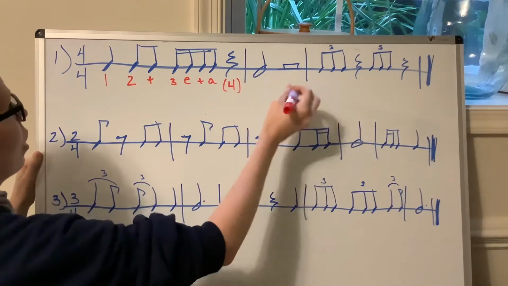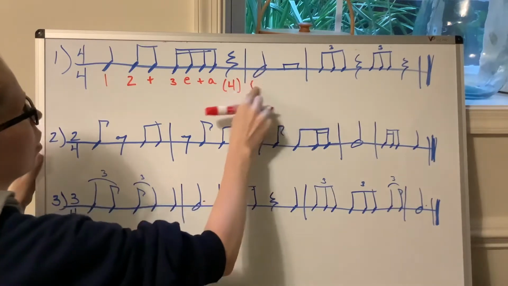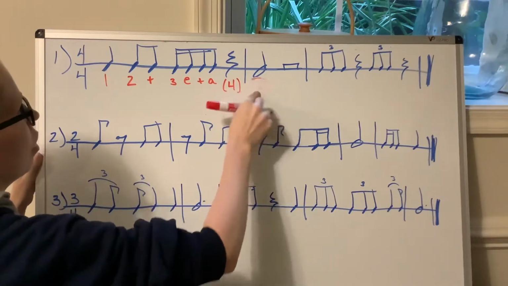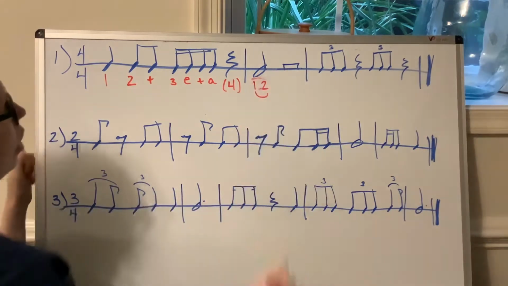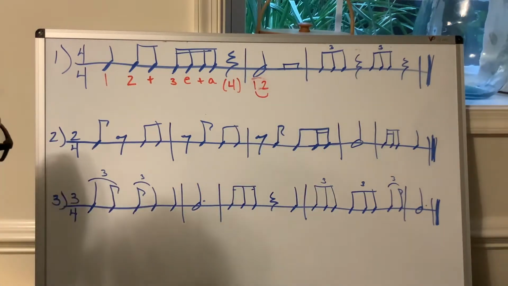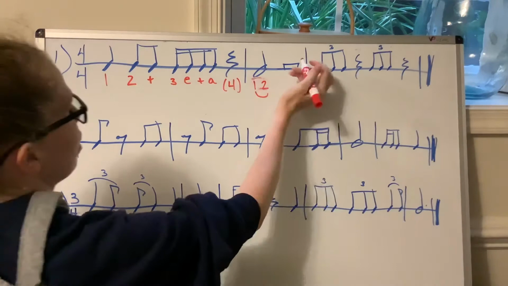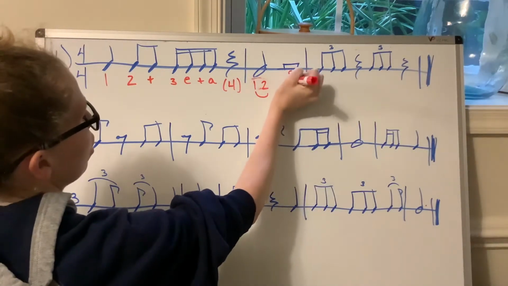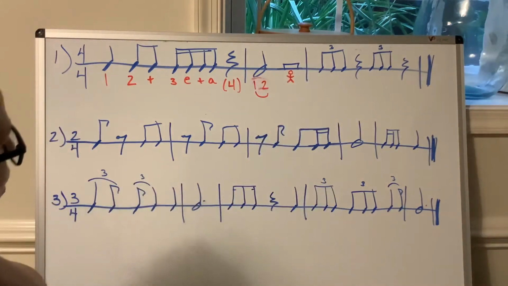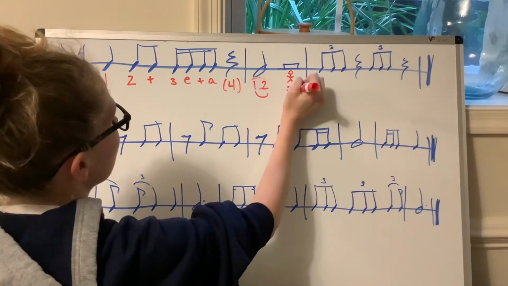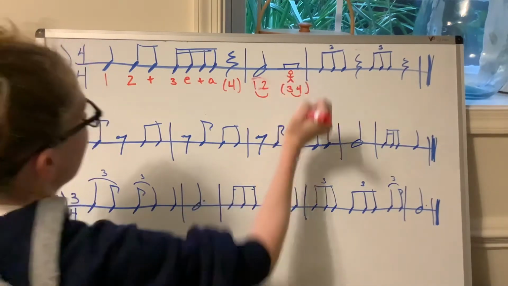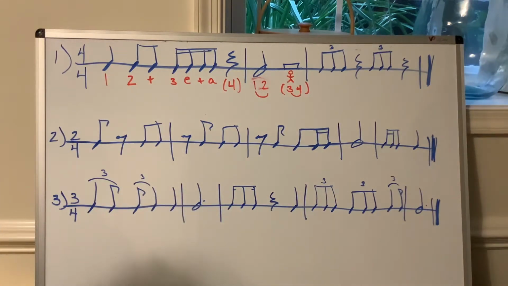Bar line, I restart my number. Oops, that's not a 1. 1, 2, and they're all within the same rhythm. This looks like a half note because it looks like a hat. And it comes on beat 3. 4, they're connected and they're very quiet.